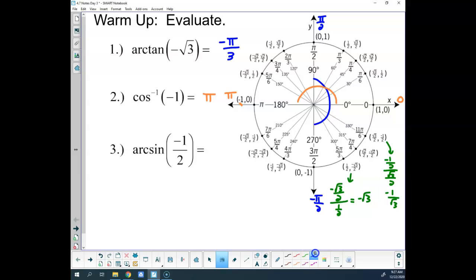Arcsine is the right half of the circle again. -1/2, that one is right here. I want to say 11π/6, but because it's the right half, and we're going from π/2 to -π/2, that would be -π/6. Agree? Love it. Okay.